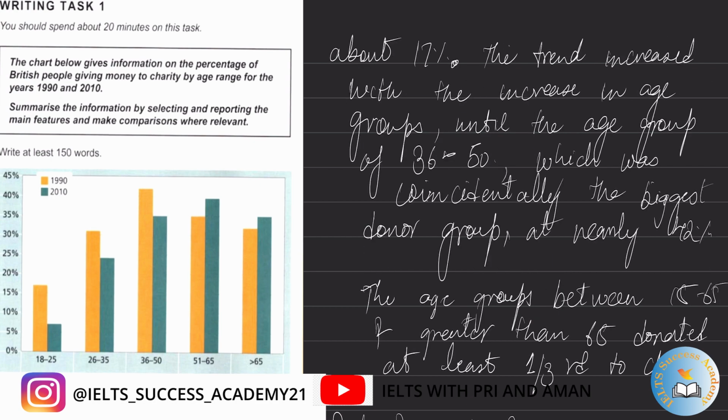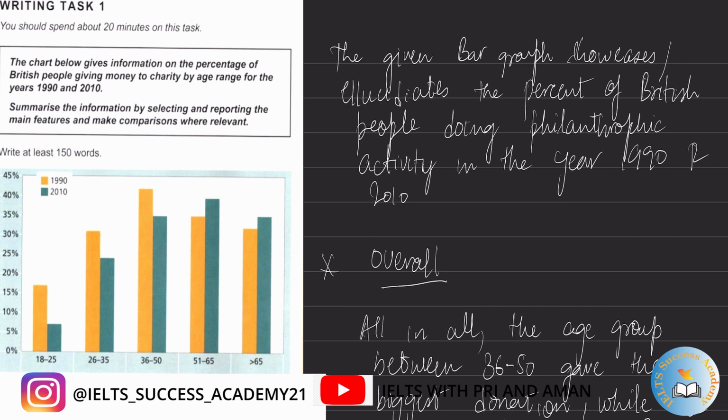Okay, so this is your writing task 1. The first thing we do always is to paraphrase the topic sentence. We paraphrase the topic sentence here. We did our overall, which shows what was the biggest donation group, and then discussed our body paragraph 1 and body paragraph 2.